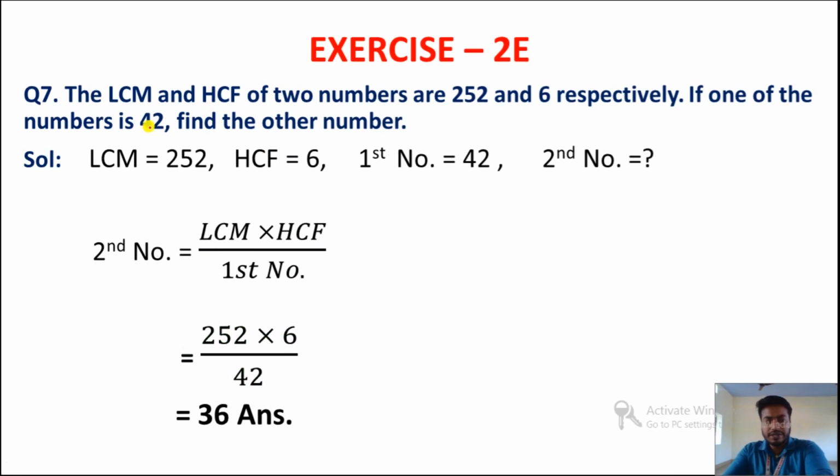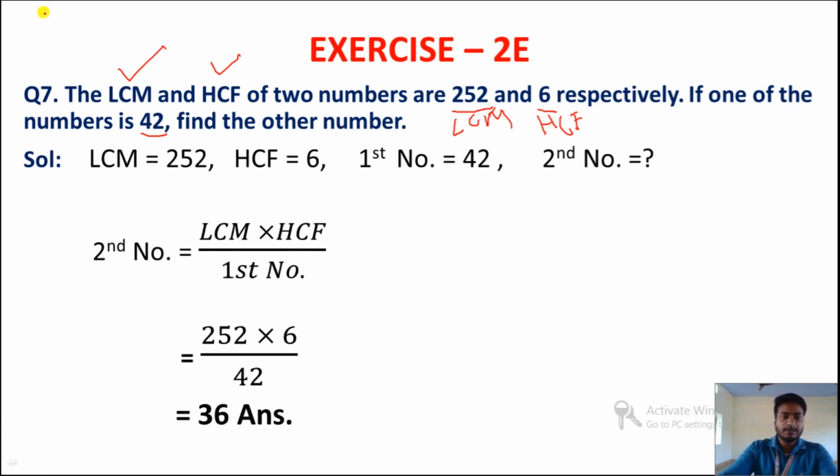The next question is on LCM and HCF. The LCM and HCF of two numbers are 252 and 6. That means this is the LCM and this is the HCF, because here it is mentioned the LCM and HCF of two numbers are 252 and 6. Since the LCM is mentioned first, this 252 will be the LCM and 6 will be the HCF. Now, if one of the numbers is 42, then find the other number.